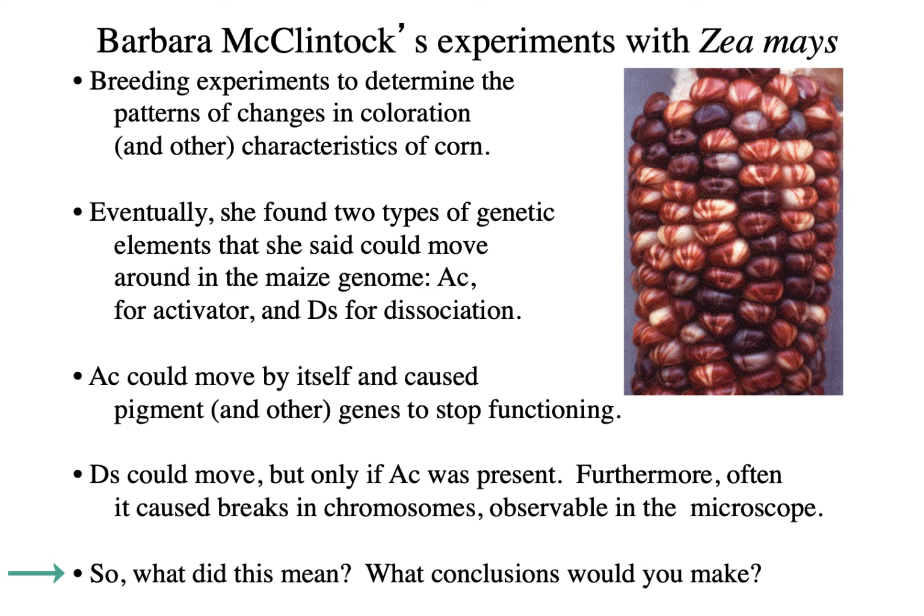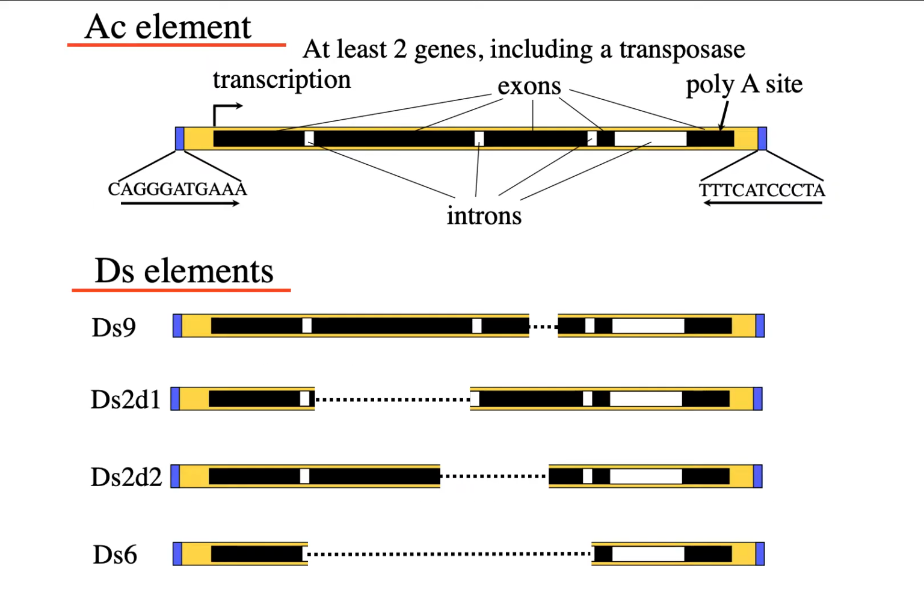And she was ridiculed to some extent by the scientific community, to the point that in the early 1950s, she stopped publishing her work on transposition and transposable elements. But as I said, eventually, in 1983, she was given the Nobel Prize for this work. So what did this mean?